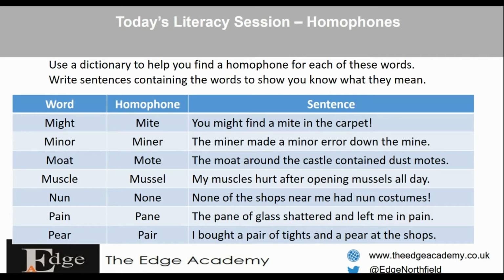So here are the answers for you. So we've done the first one. So the second one, minor. So you may have made a minor mistake, or a young person is also called a minor with an OR. However, there might be a miner, so predominantly a man who works down a mine. So the miner made a minor error down the mine.